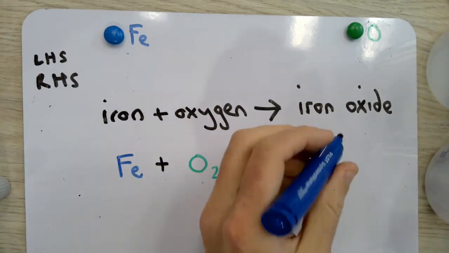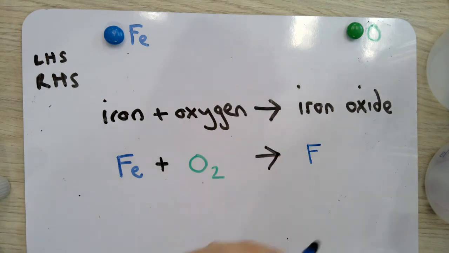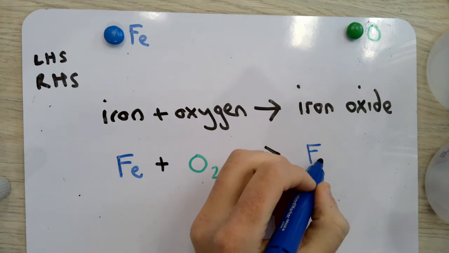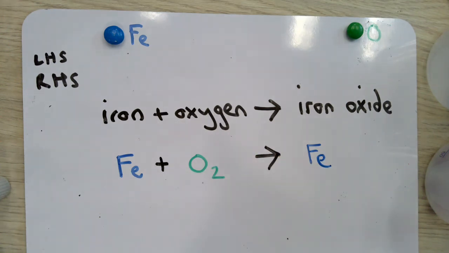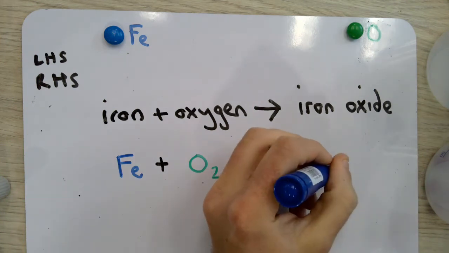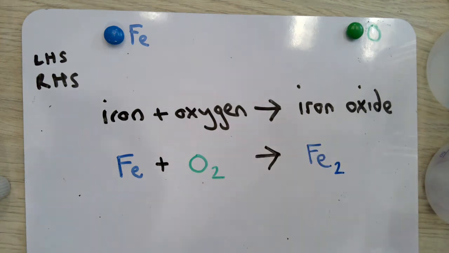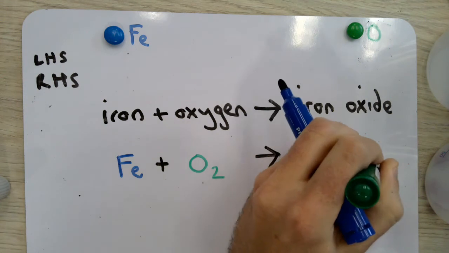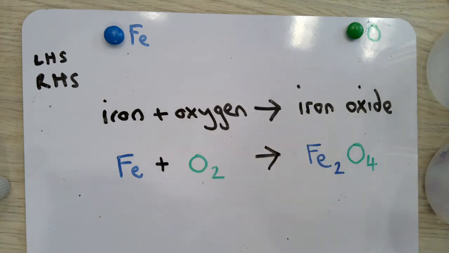Okay, now different compounds form different ratios of atoms inside their oxides. In the case of iron oxide, it actually tends to form as Fe2O4 this time. Our next step is to think about whether this thing is balanced or unbalanced.